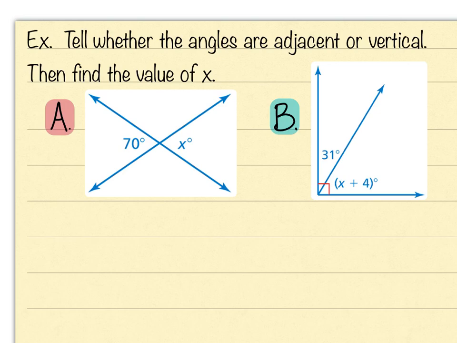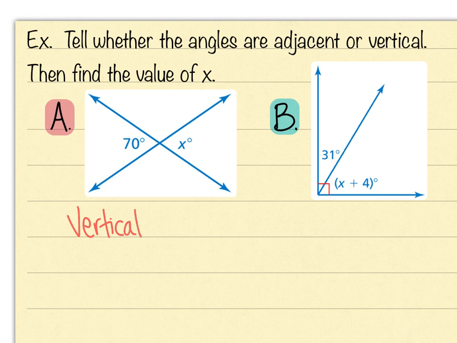Okay, this example says tell whether the angles are adjacent or vertical and then find the value of x. So we have to know these definitions of adjacent or vertical in order to be able to find the value of x. So in example A, these two angles, the x degree angle and the 70-degree angle, are right across from each other. You would say they're opposite from one another, and so that makes them vertical angles.